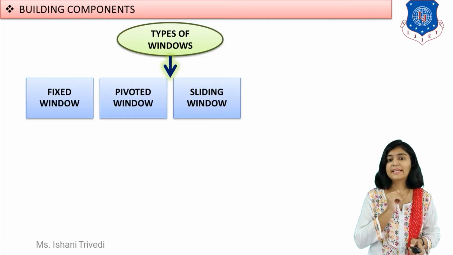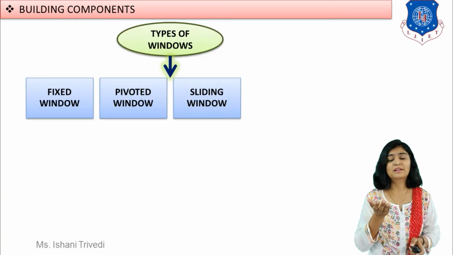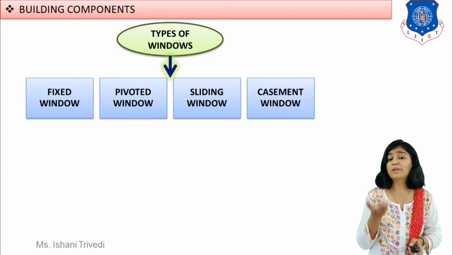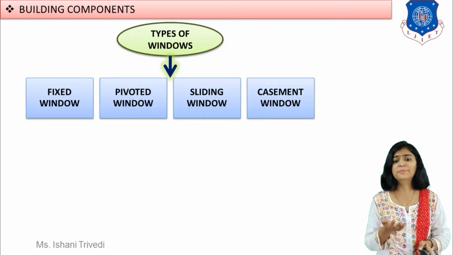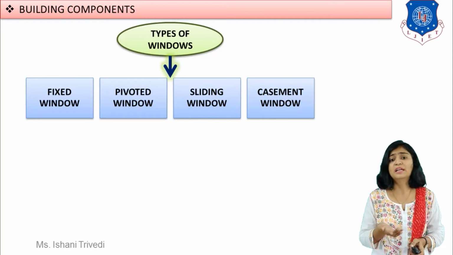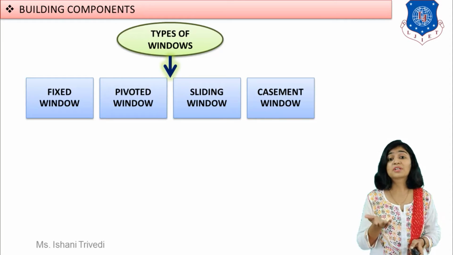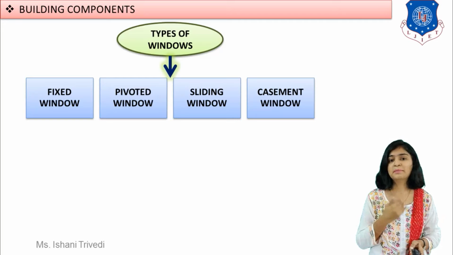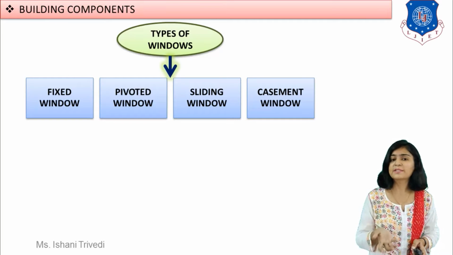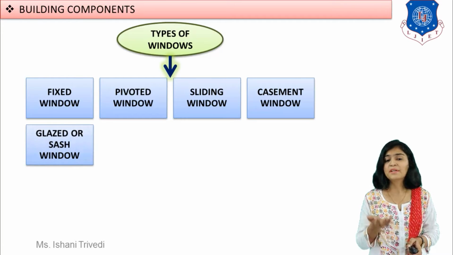Next you have a sliding window. I think right now if you are sitting in your room at home, you should be having a sliding window because it is very common these days. You may be having the same in your educational institutes as well. Next we have the casement window. I think we have discussed the casement door, right? We have discussed glazed and sash doors. Do you remember glazed and sash doors? A casement window is nothing but the same.